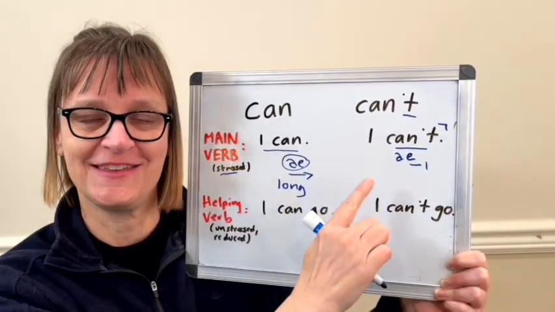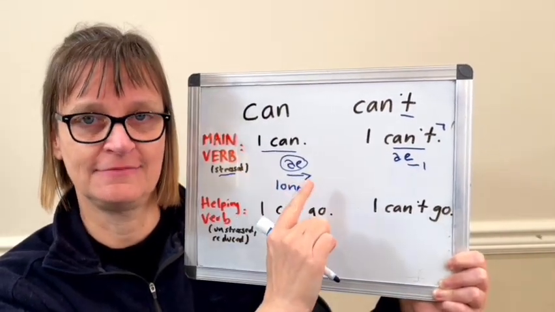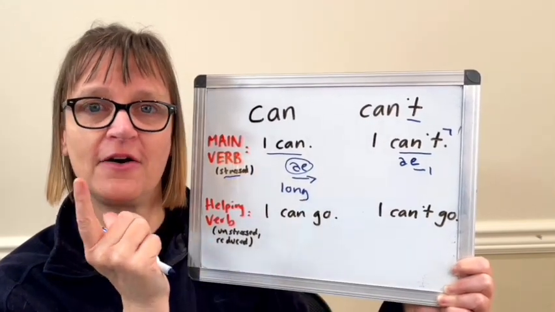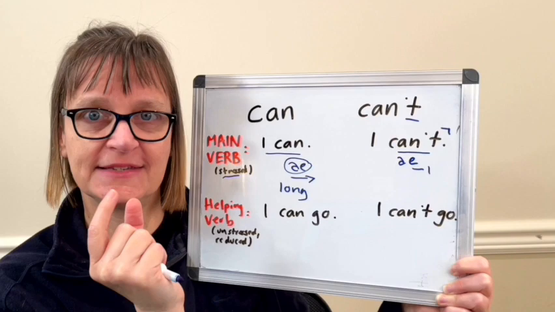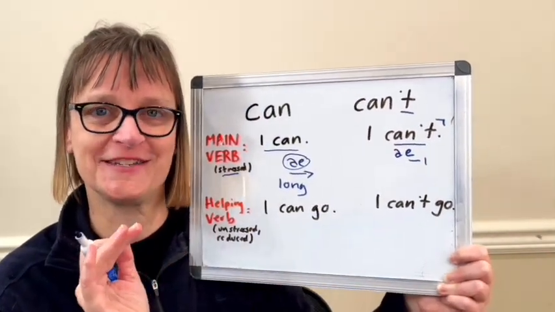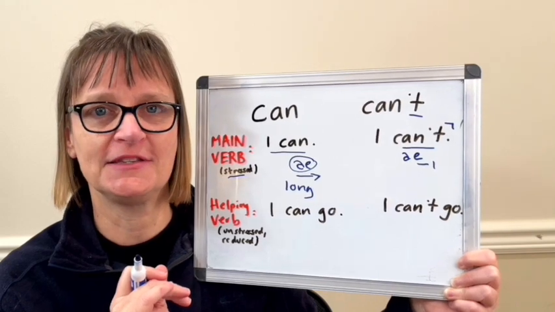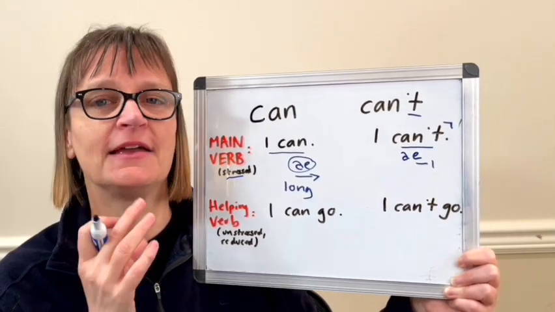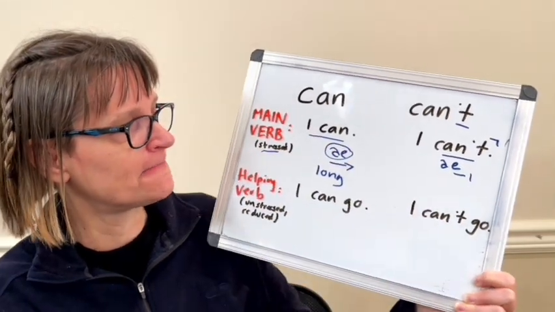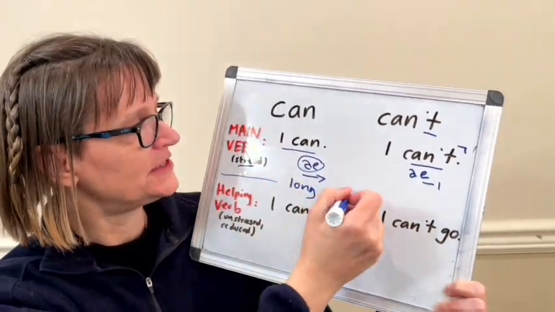So if we're just saying these two phrases, I can will be longer, I can't, you can hear how I make that vowel shorter, and my N sound is shorter, because I'm lifting my tongue up to stop the air for the T. Even though I don't drop and release the T, I can't is short and I can is longer in this context.